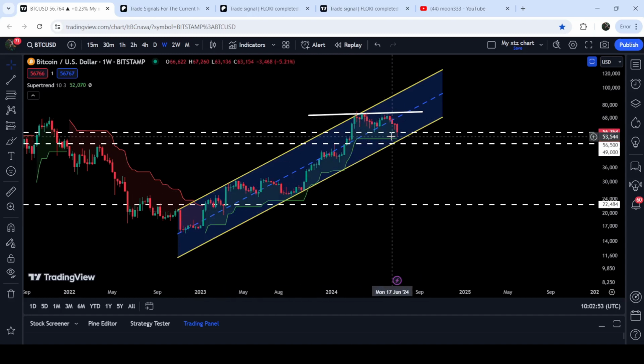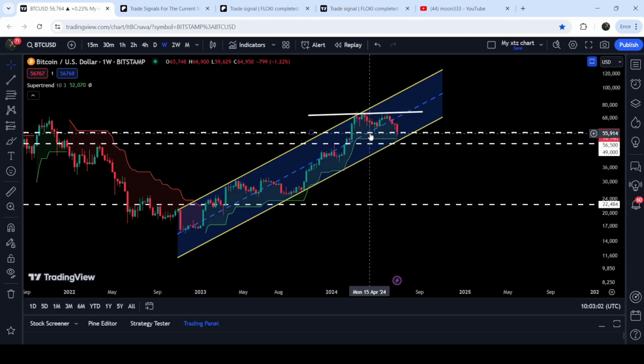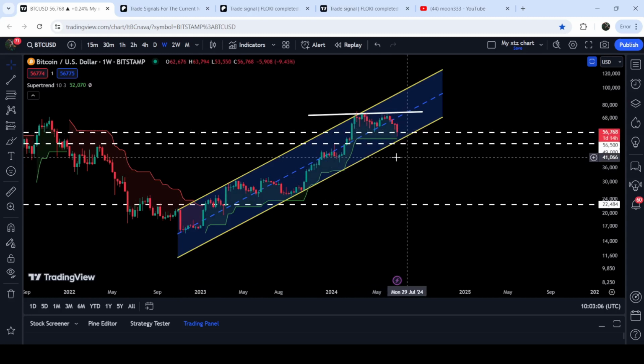And if the price line breaks down this support, or lower band of the super trend, and also the support of the up channel as well, then this super trend can change from green to red, and that will be an indication for a very long-term bearish trend.